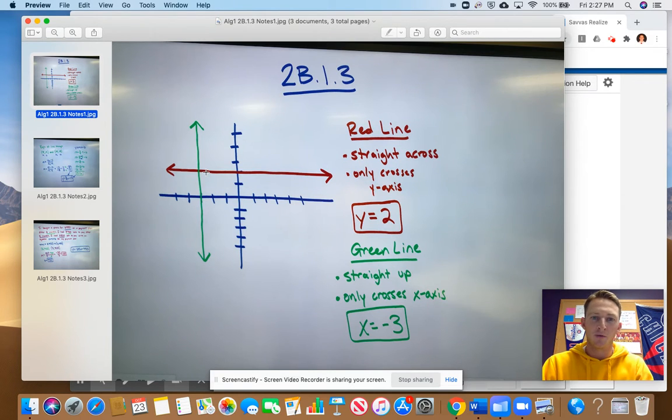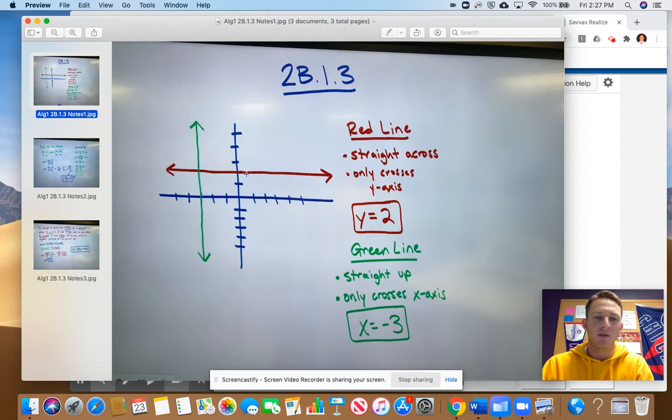down. So what we notice about the red line is that it doesn't go up and down at all, right? So it has a slope of 0 because it's going up 0 and just running forever, right? So we have a slope of 0. It's straight across, it's flat, it's horizontal, and it only crosses the y-axis. It never touches the x-axis.